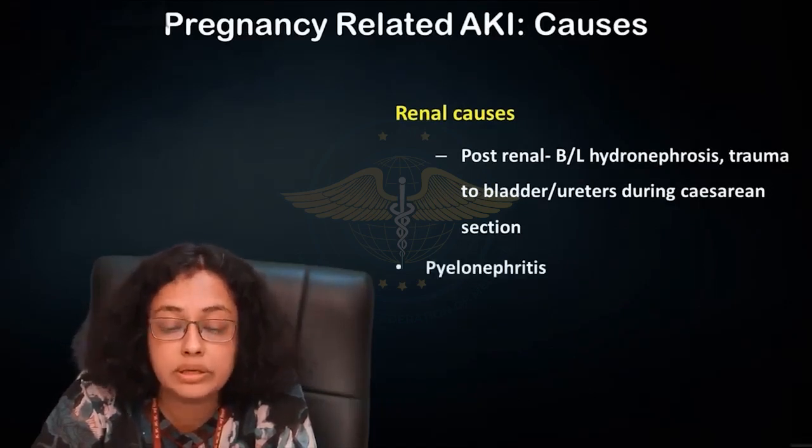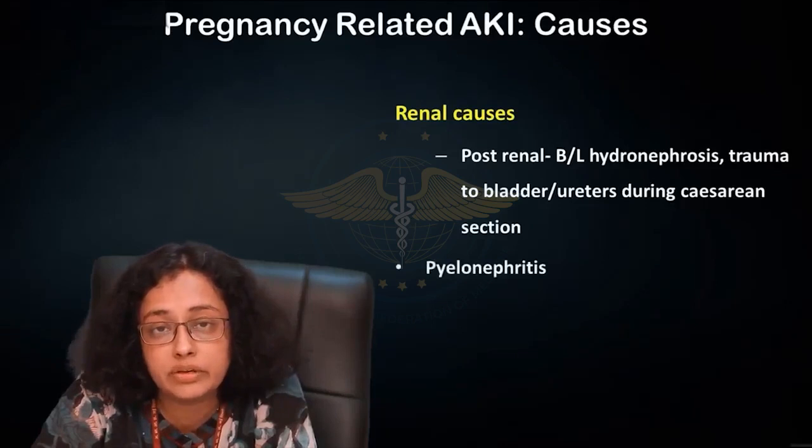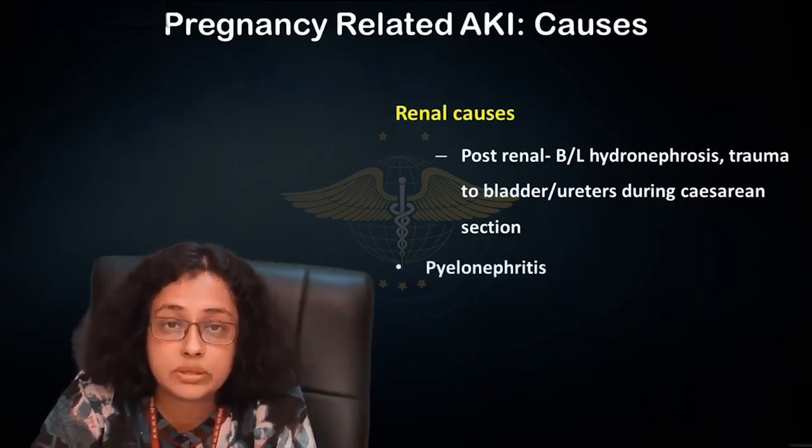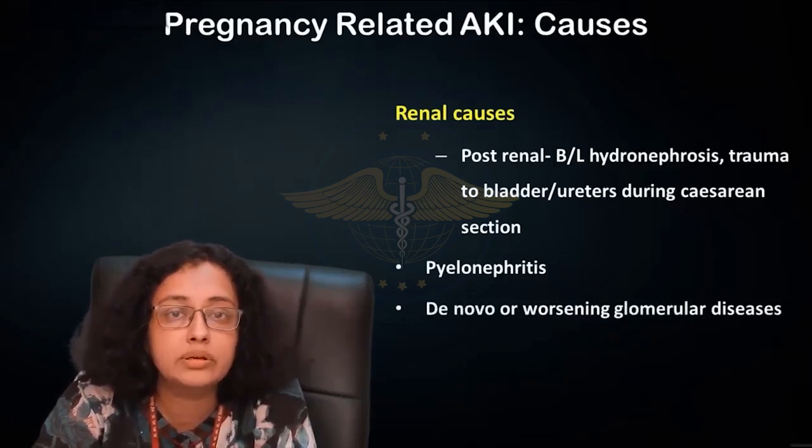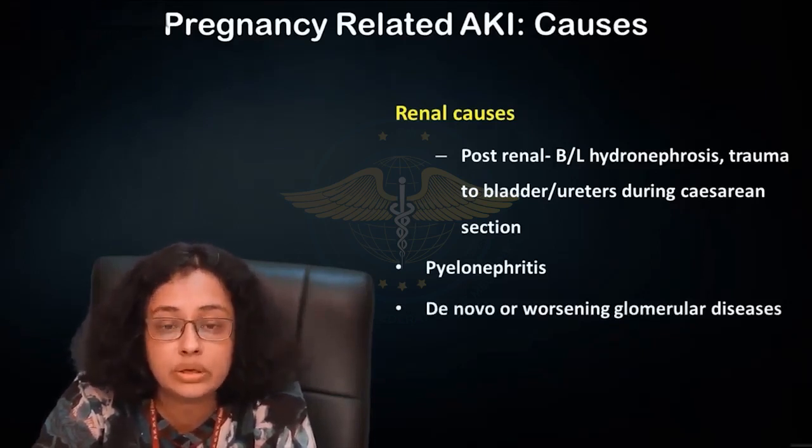Pyelonephritis is a common cause of AKI in pregnant females. As we know, they are more susceptible to developing urinary tract infections. Sometimes patients may also have de novo glomerular disease or worsening of a pre-existing glomerular disease during pregnancy, leading to an AKI.